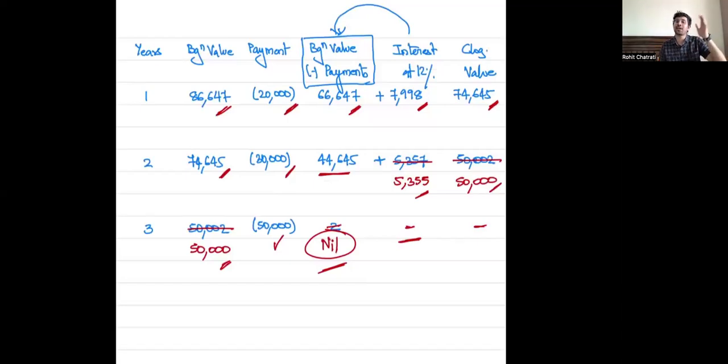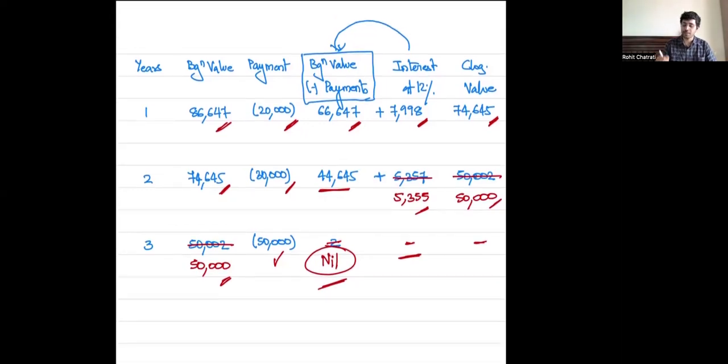If payments are made at the end of the year, we calculate interest on the beginning balance; we first calculate interest and then deduct payment. But if the payments are made at the beginning of the year, we first deduct payment and then calculate interest, because interest is an end of the year activity. Therefore, we deduct payments first and then calculate interest on the beginning value less payments made. So that is the change if payments are made in advance.